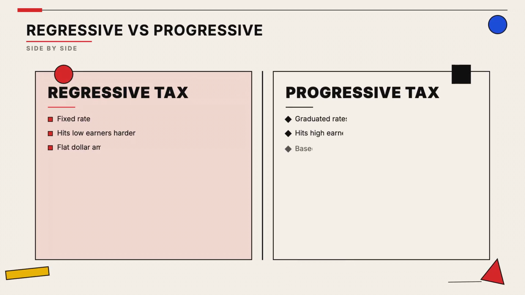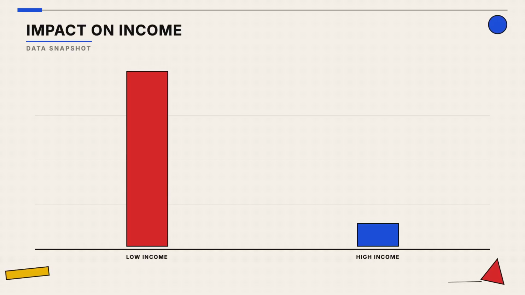This is the opposite of the progressive income tax system, where rates increase as your total income grows. When a tax is flat, like a sales tax, it represents a much larger slice of a limited monthly budget.